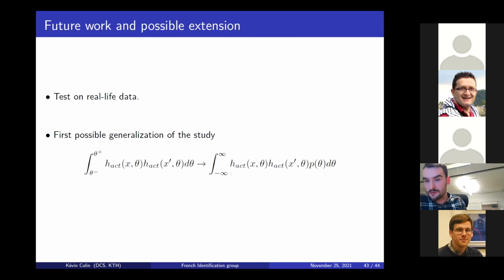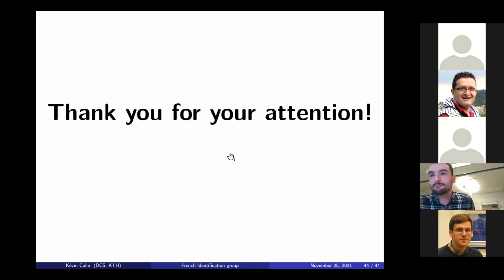Okay, so the possible extensions we can consider of this study, because here it's really specialized for the Monod functions. First, a possible generalization we can do is that, remember here I did an integral between 2 bounds. Instead of doing that, we can consider any prior distribution and do, for instance, a Gaussian distribution on theta, and generate a new kernel like this. Of course, the integral needs to have a closed form expression.